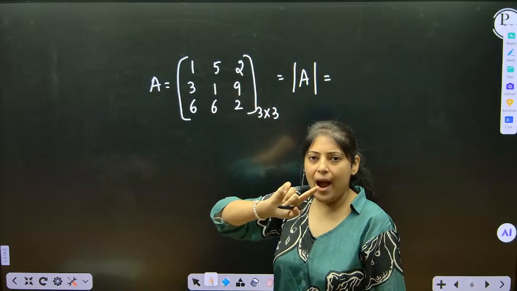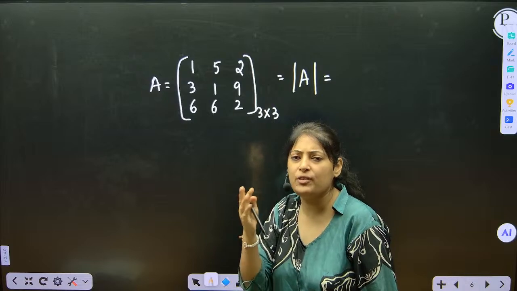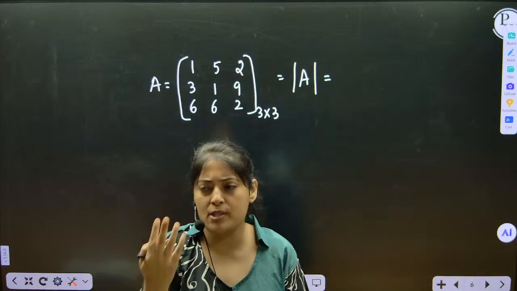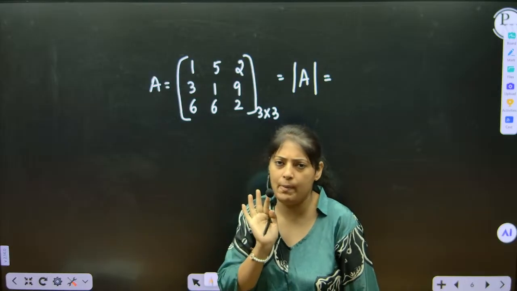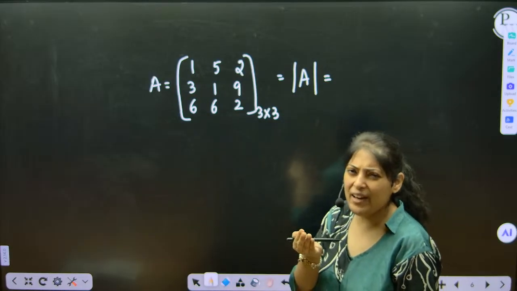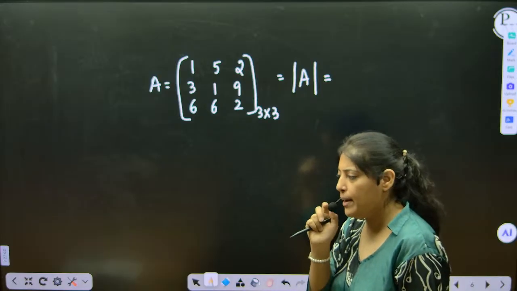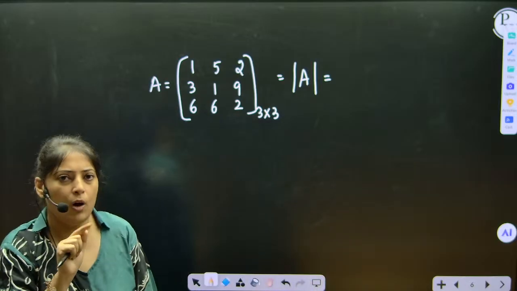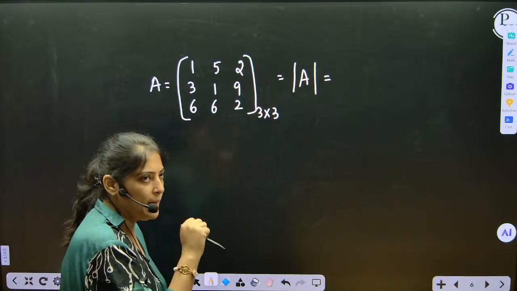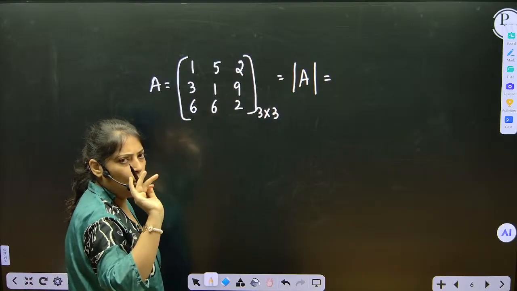Only expand through either the first column. You can expand through the first column, second column, third column, or first row, second row, third row also. Anyways, you can expand. But the easy way is to expand through the particular row or column where the maximum number of zeros are there. That's what I'm telling you now. See, zeros are not there here, so the first case, which I said, is gone.